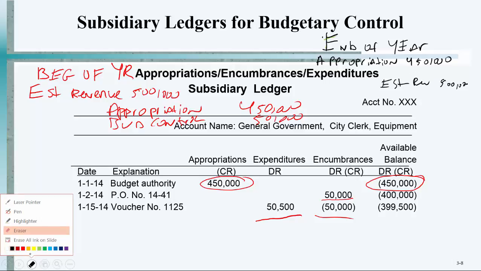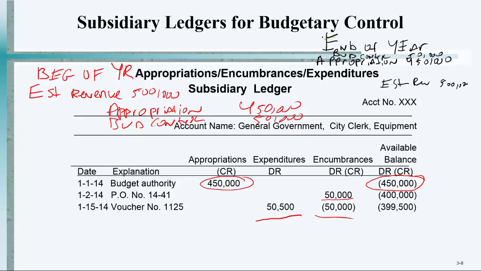I can squeeze it in that little space there. I debit budgetary control for 50,000. Right? So my budgetary control had a very interesting year, didn't it? Let's look at how budgetary control went through its year.